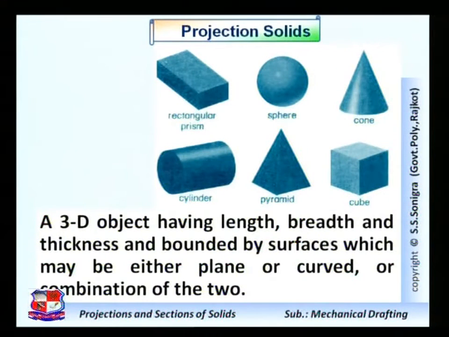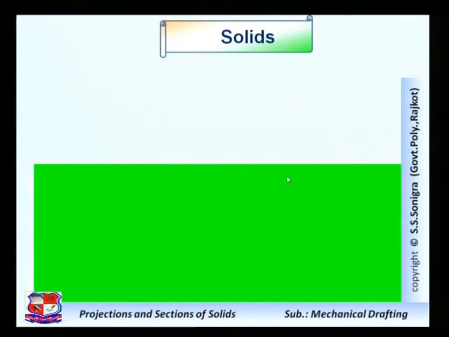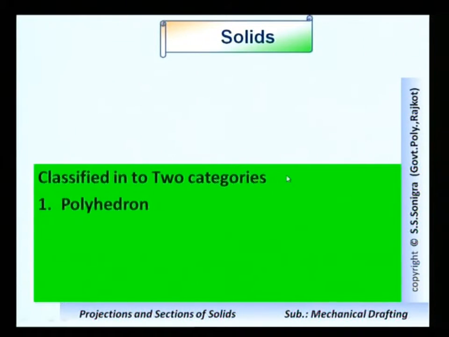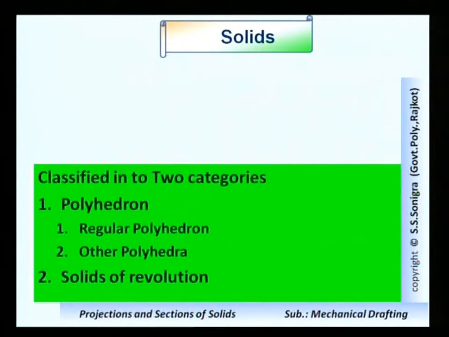These are the solids: first the rectangular prism, then the sphere, cone, cylinder, pyramid, and cube. Now the classification of solids is based on two categories. The first is polyhedron, the second is solids of revolution. In polyhedron, the subclassification is regular polyhedron and other polyhedra.